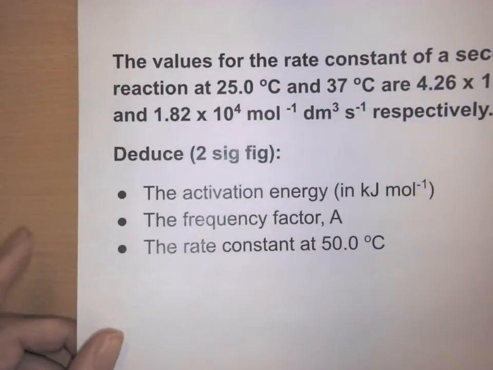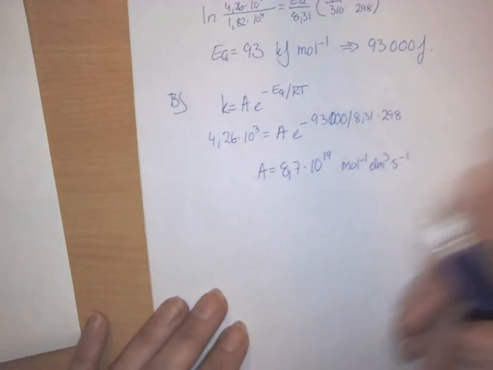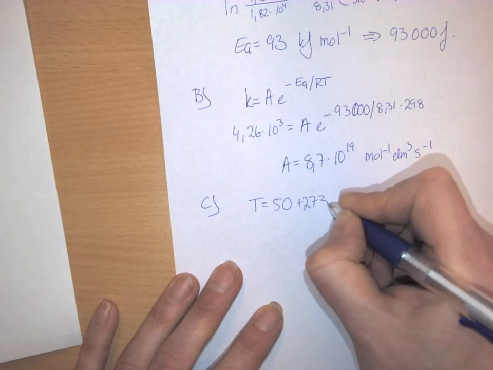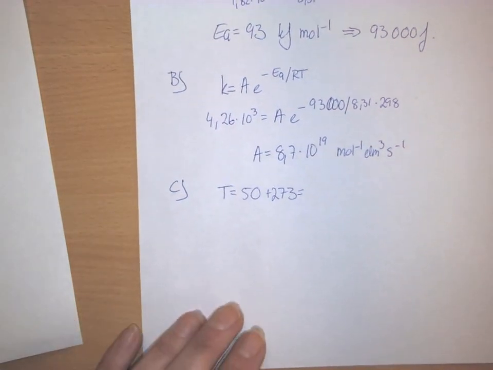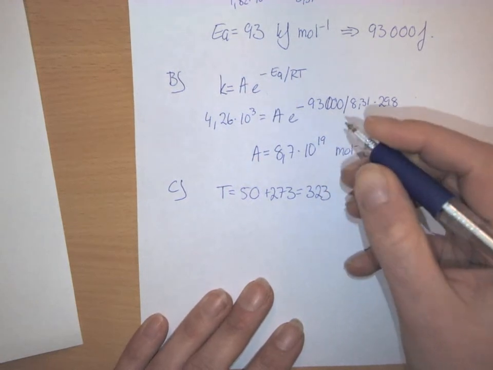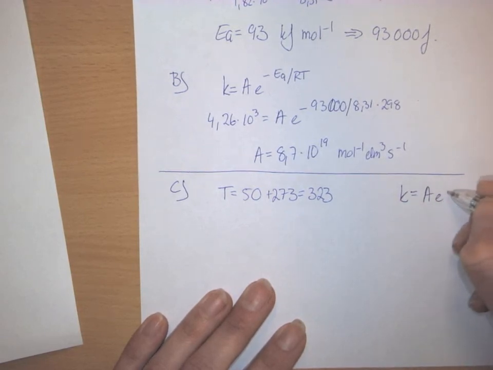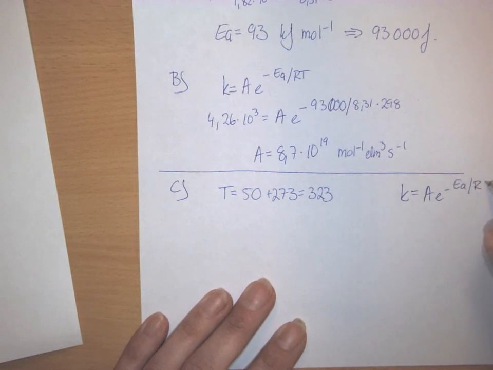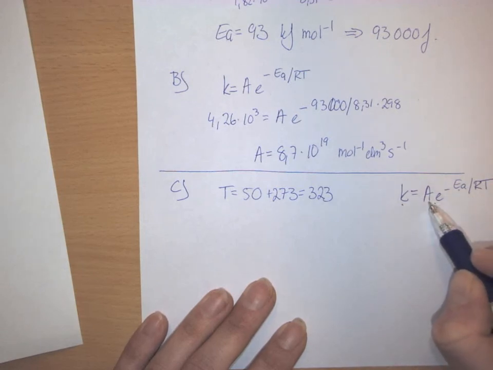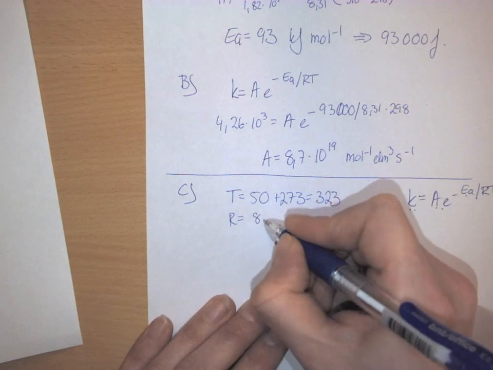The next thing we're going to look at is the rate constant at 50 degrees. Last thing today. So the temperature is 50 degrees plus 273, so it's 323. Once again, the Arrhenius equation is k equals the frequency factor times e to the minus EA divided by R times T. You now know the activation energy and the frequency factor, but you want to determine the rate constant at another temperature. So T is known, and R is known because it's a constant, 8.31.